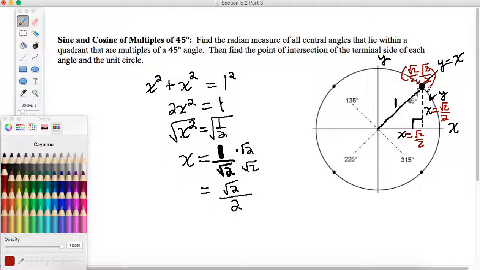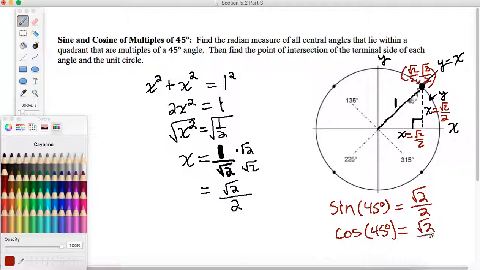If I want to know the sine of 45 degrees, it's the y coordinate, square root of 2 over 2. And it just so happens that the cosine of 45 degrees is the x coordinate, which is also square root of 2 over 2. Now, once I get this one, this 135-degree angle is very similar.